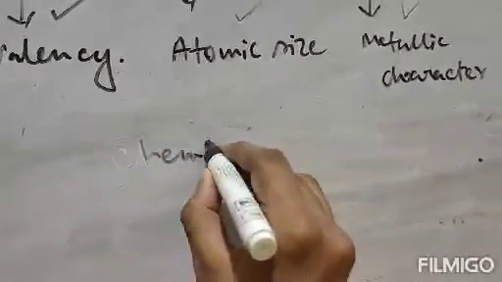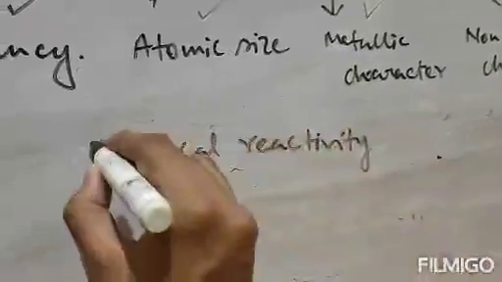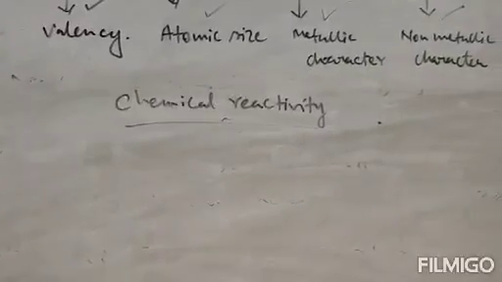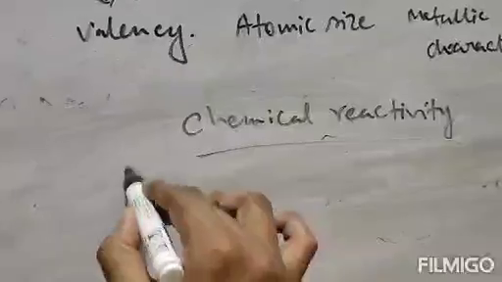Next one is chemical reactivity. How chemical reactivity changes period wise and also group wise. Now, there are two cases in chemical reactivity. Number one, chemical reactivity found in metals, and number two, chemical reactivity found in non-metals. So first, in metals.